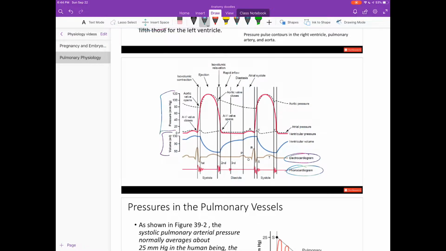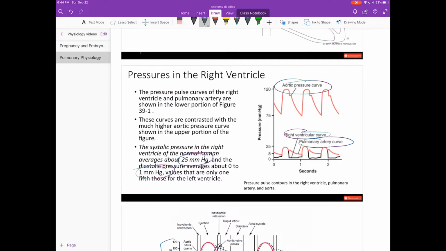As we move up the graph on the right, the ventricular volume is shown in blue, the ventricular pressure is shown in red, the atrial pressure is shown in dotted black, the first dotted black line, the aortic pressure is shown in the upper dotted black line. Some things to point out is that there's a little blip that happens here, and we saw it in this curve, but I didn't point it out, right here and right here.